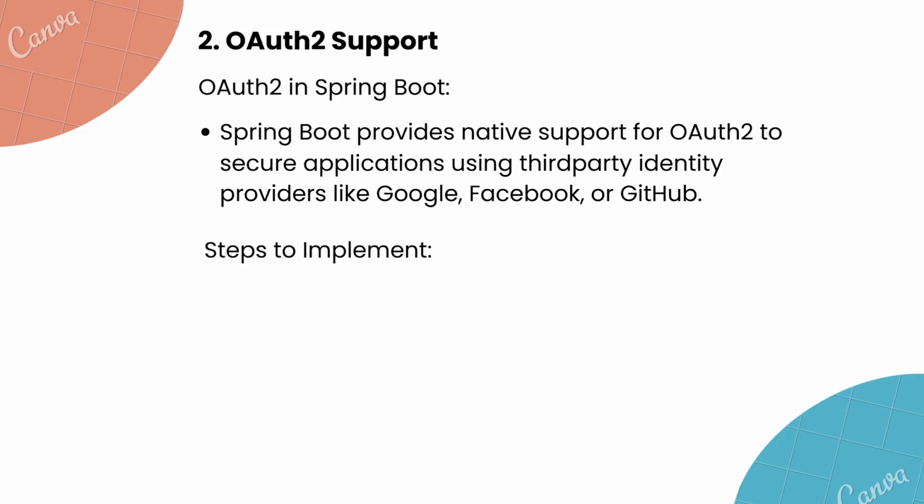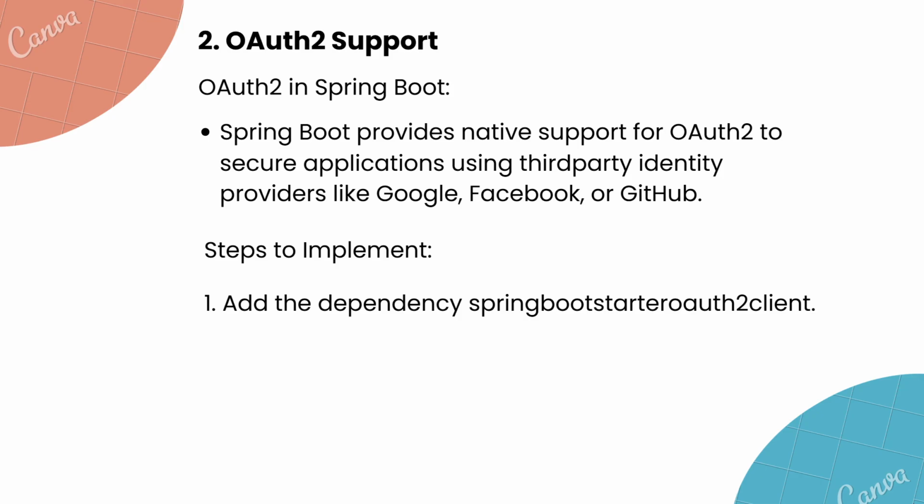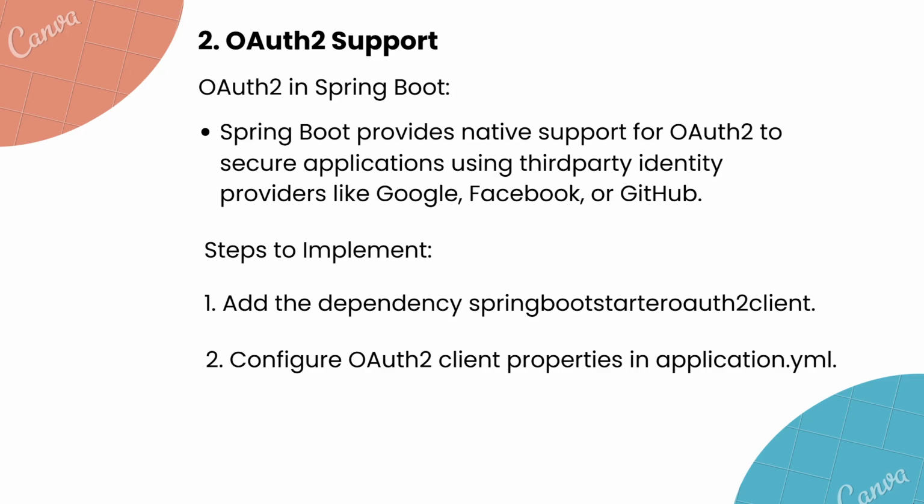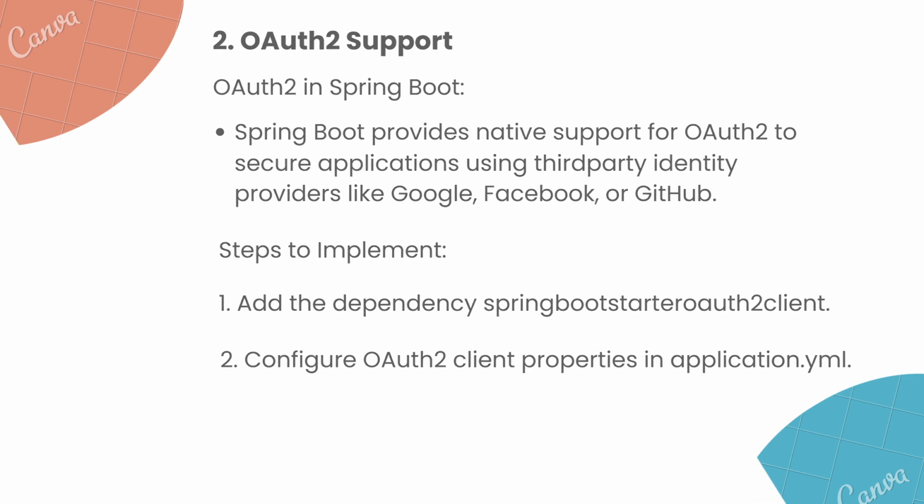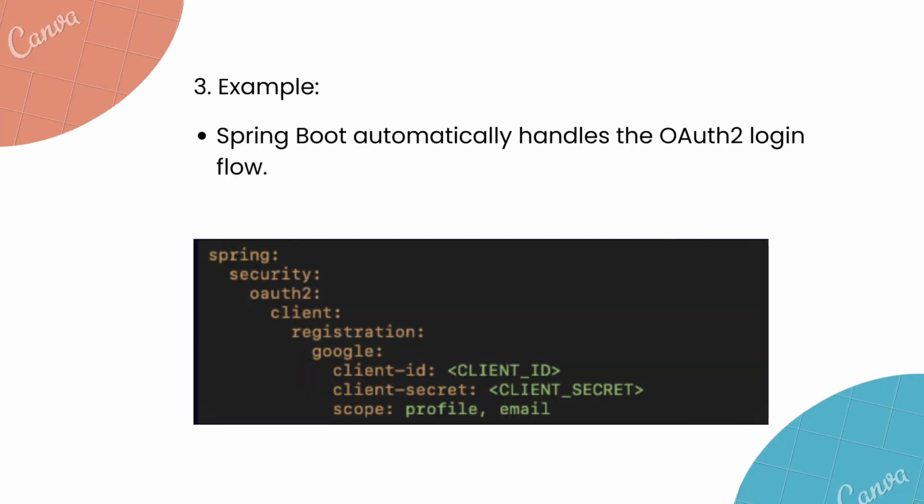Steps to implement: first, add the dependency spring-boot-starter-oauth2-client. Second, configure OAuth2 client properties in application.yml. Second one is OAuth2 Google login. Code: spring.security.oauth2.client.registration.google. Client ID is client_id. Client secret is client_secret. Scope: profile and email. The explanation is that it configures OAuth2 login with Google as the authentication provider.